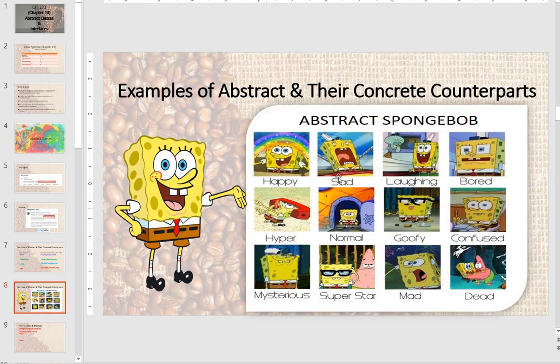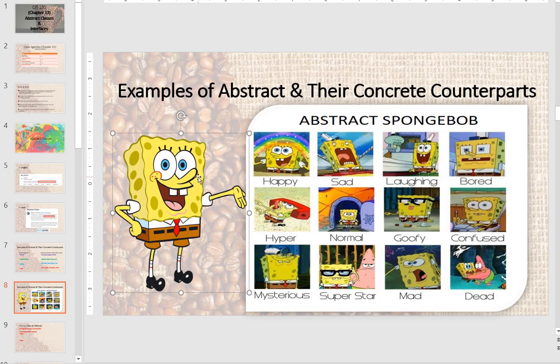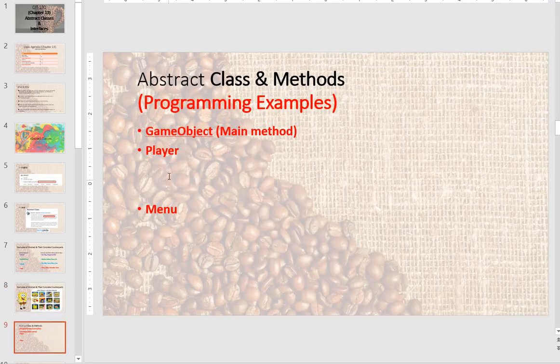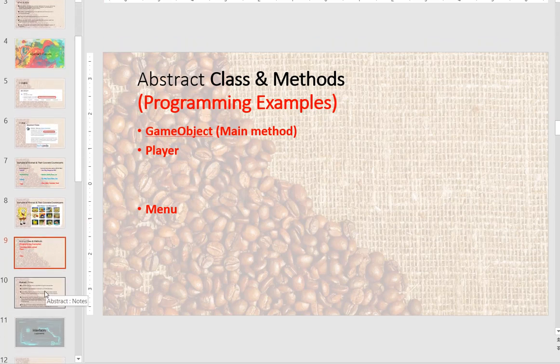And like all of my PowerPoints, we have to have some inclusion of SpongeBob. So examples of abstract and their concrete counterparts. We have SpongeBob, but SpongeBob is abstract, right? Just generic SpongeBob. He could be happy, sad, laughing, bored, confused, goofy, normal, and so on and so forth. So these are the concrete forms of what SpongeBob could be. We are now going to look at this example called GameObject, which uses player and menu to show you exactly in Java how abstraction works, and then we will move on to interfaces.